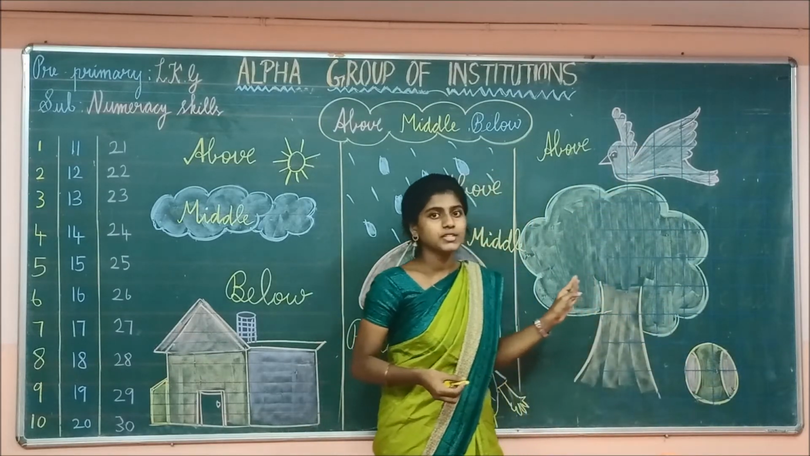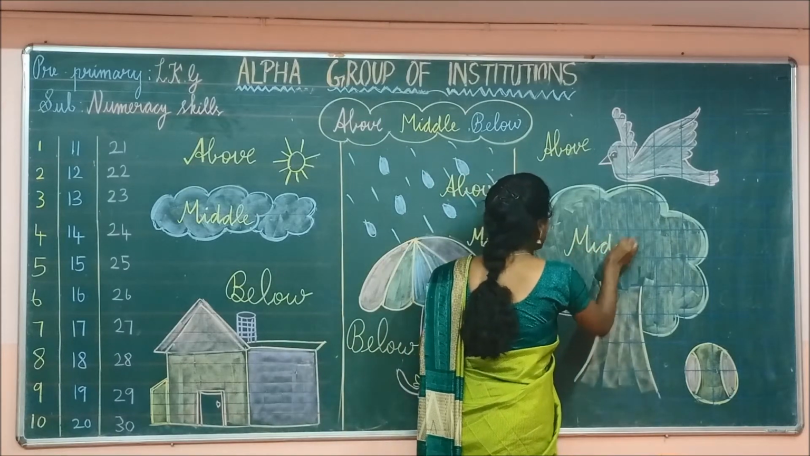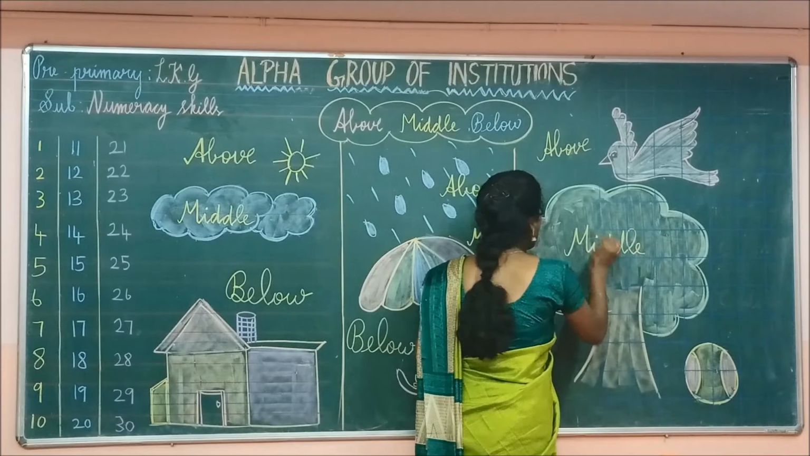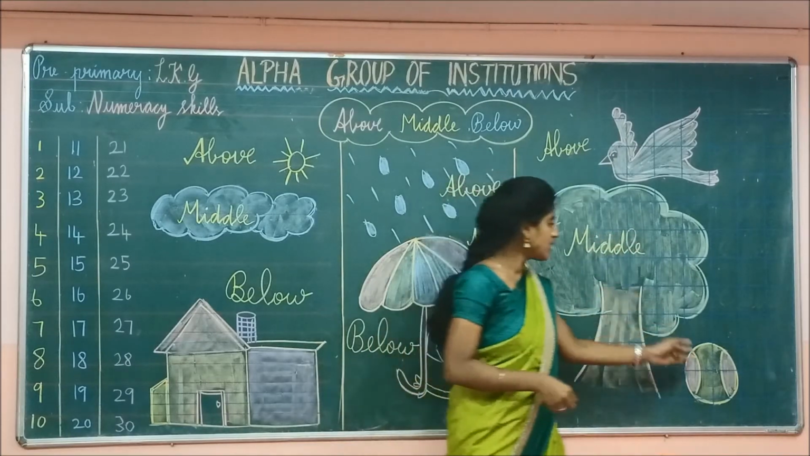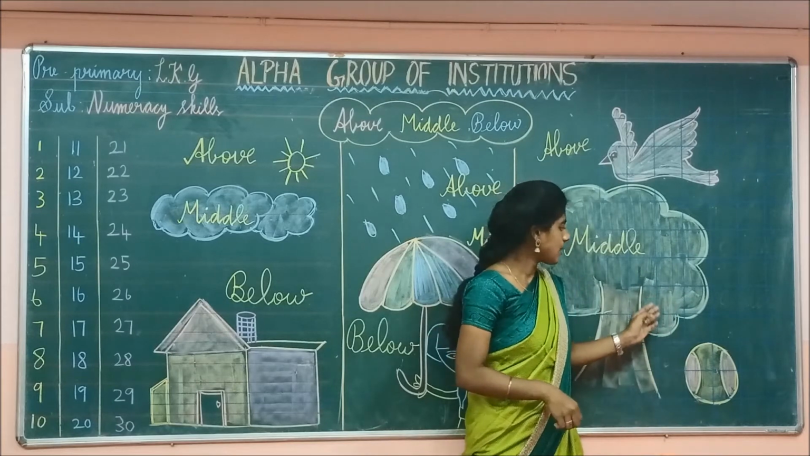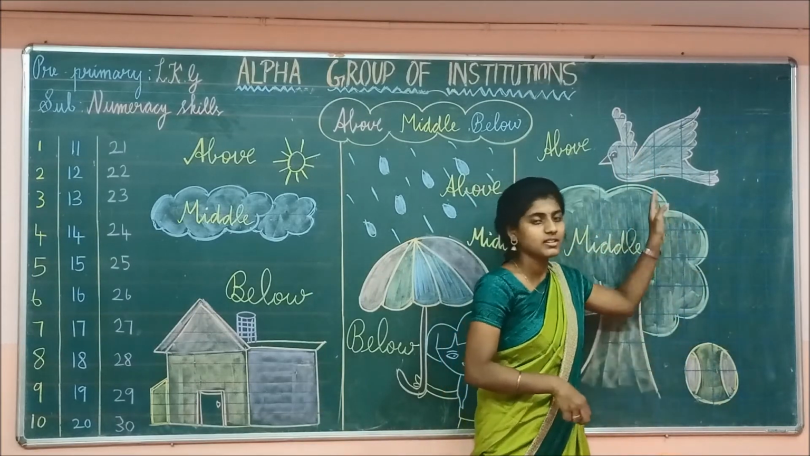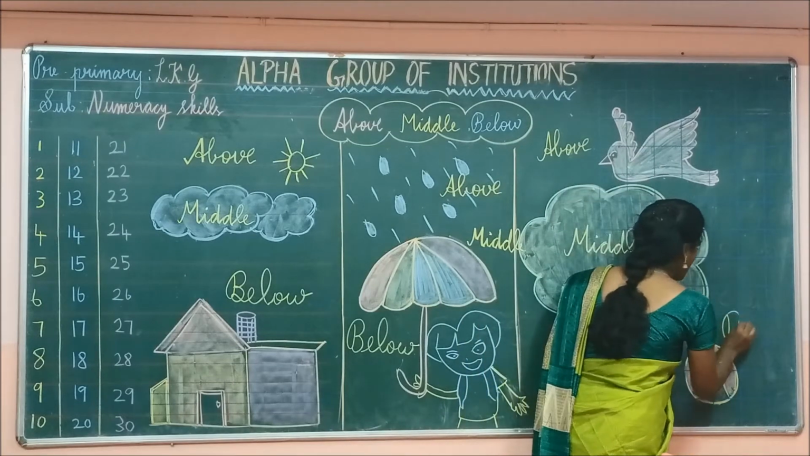Shall we write middle for the tree? Okay, children. M-I-D-D-L-E. Middle. And see here, the ball is below the tree. Yes, the ball is below the tree. The ball is below the tree and the dove. Shall we write below?